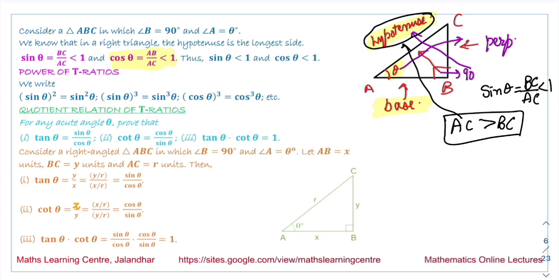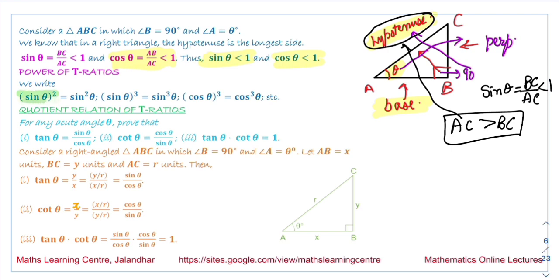So what we have is that the value of sine theta and cos theta cannot be greater than 1. That is, these ratios we are talking about cannot be greater than 1. Next is the power of trigonometric ratios. This is just the notation again.